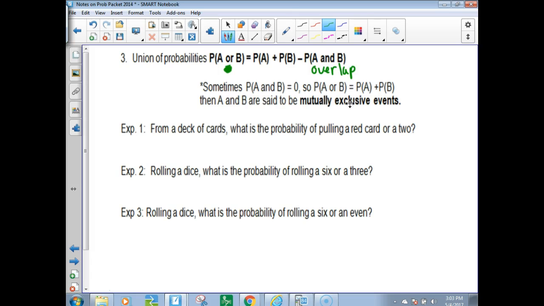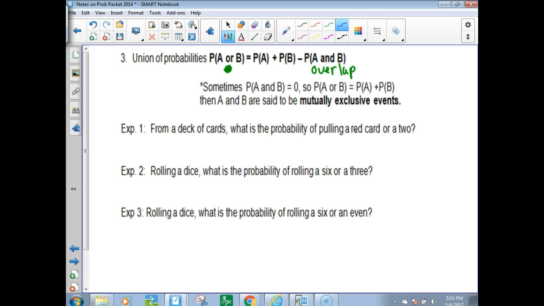So A and B are said to be mutually exclusive events sometimes, and that's when the probability of A and B equals 0, or it is just the probability of A plus B because there's no overlap. So let me explain by some examples. You'll understand better what that says. From a deck of cards, what's the probability of pulling a red card or a 2?